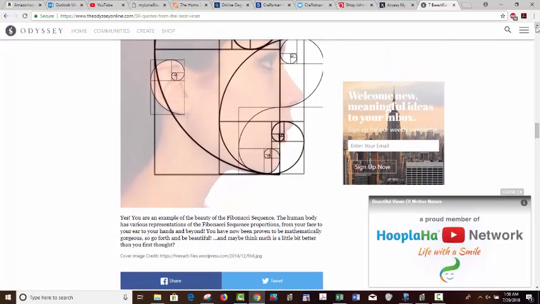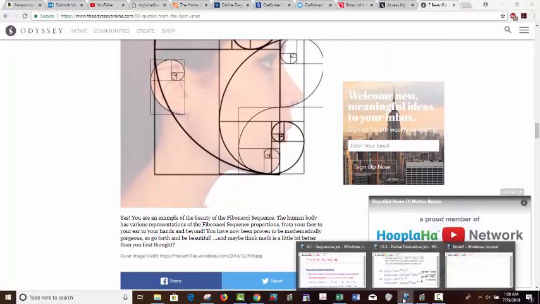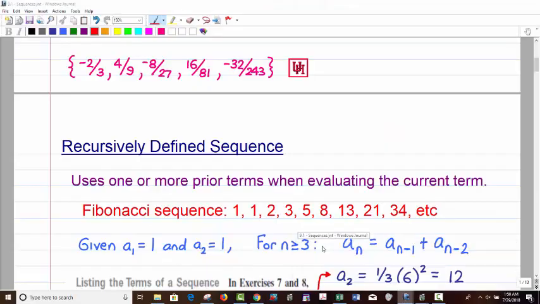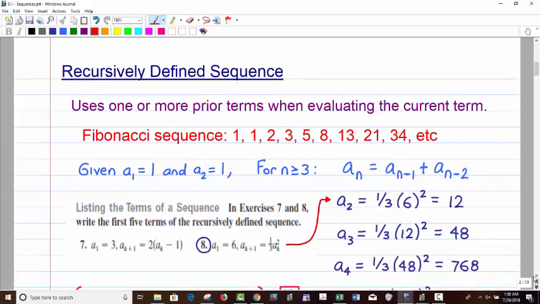All right, so we don't need to worry about that. But I thought that was at least something worth showing, because like I said, it's a pretty famous sequence.